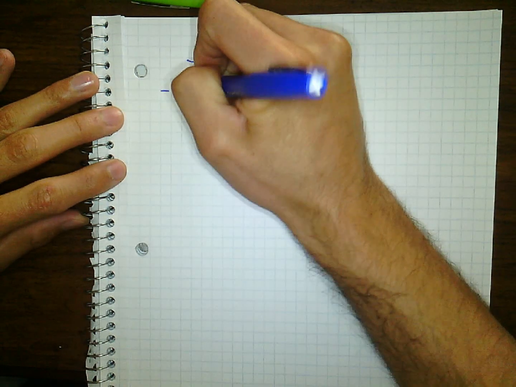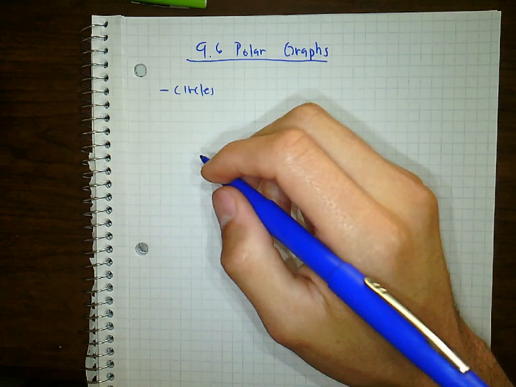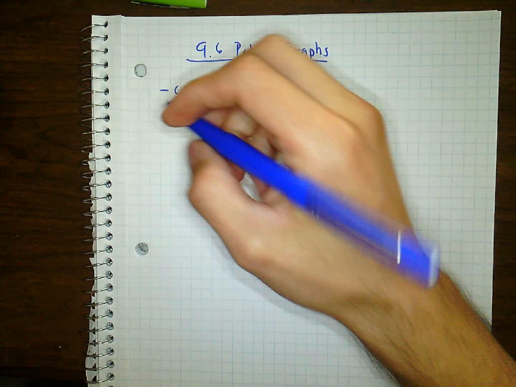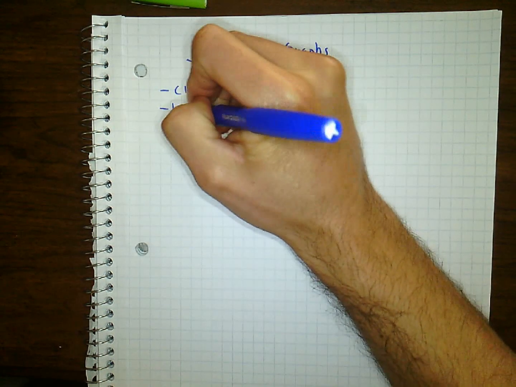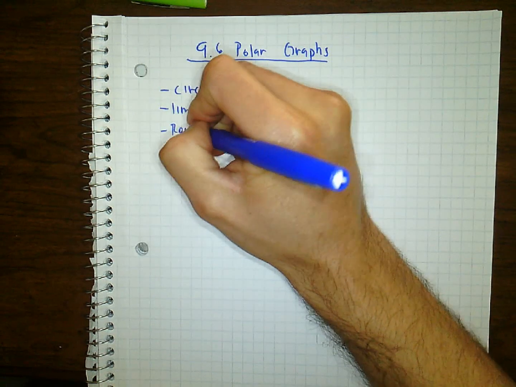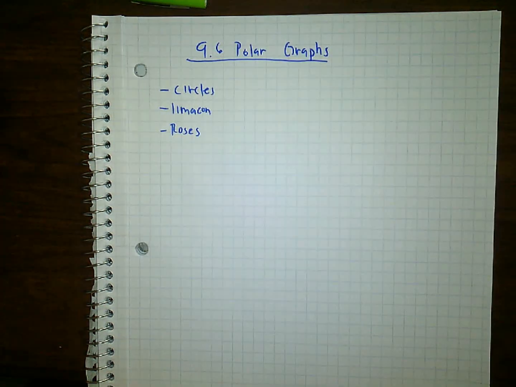We're going to talk about circles. We're going to talk about something called, and I hope I'm saying this right, a limaçon. And we're going to talk about something called roses. There are others that we've done in the past, but this year we're only going to focus on these three. So let's get started, and let's talk about circles, which is the simplest of them all.